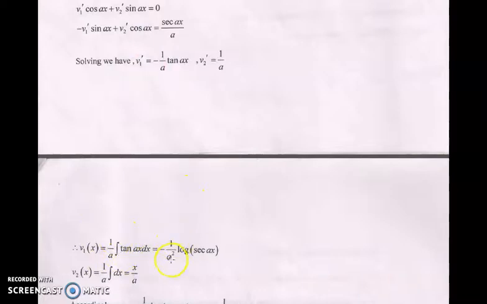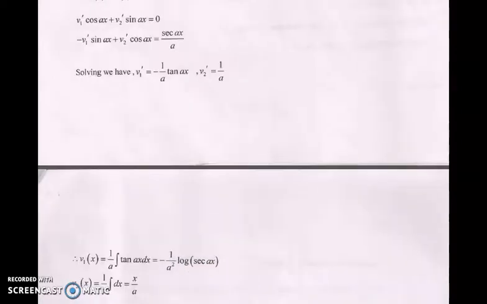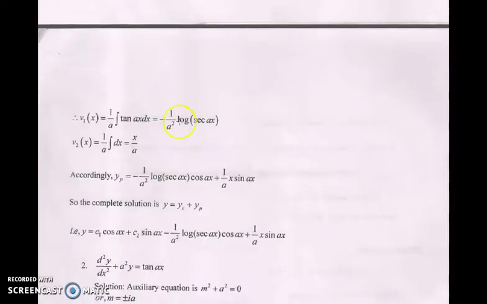That is minus 1 by a square. Here is a typing mistake; there should be a minus before the integration of tan x. We know that it is 1 by a log mod sec x. And v2 is the integration of v2 dash, which is 1 by a, so integration of 1 by a dx is x by a. Therefore the corresponding functions become this: v1 is this and v2 is this. That should be your particular integral.